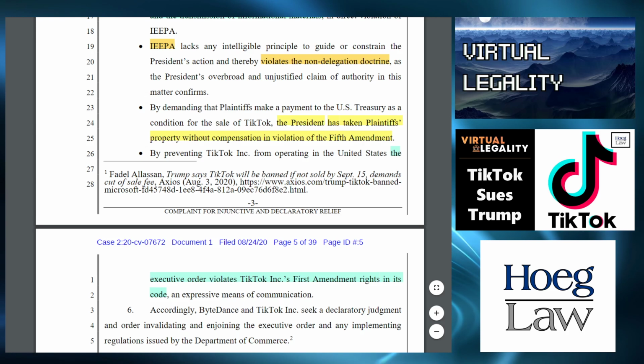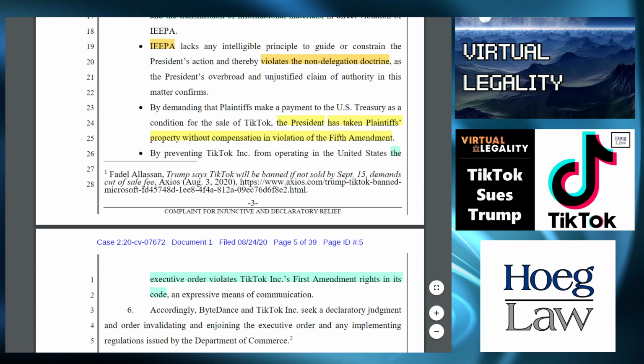And then finally, they say by preventing TikTok from operating in the United States, the executive order violates TikTok's First Amendment rights in the code, an expressive means of communication.